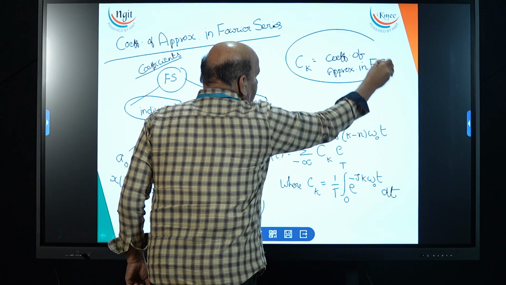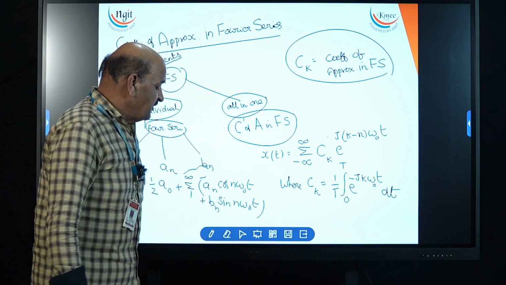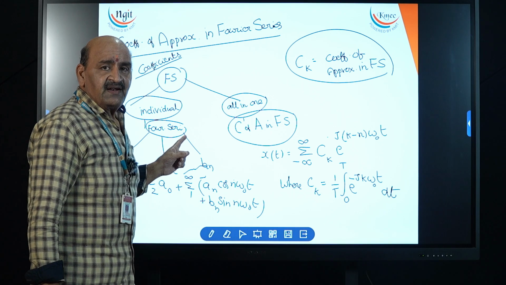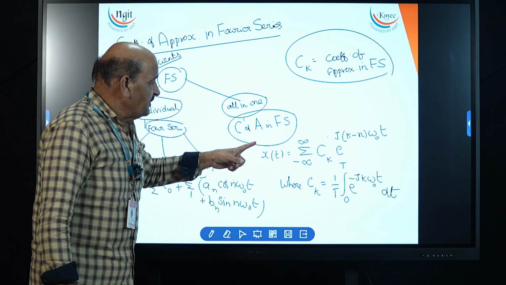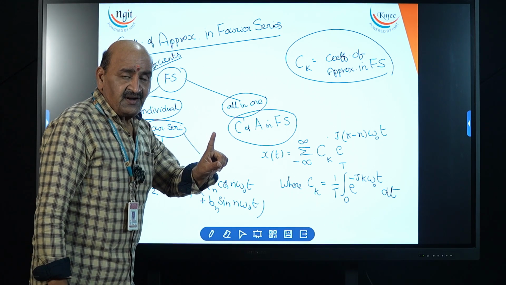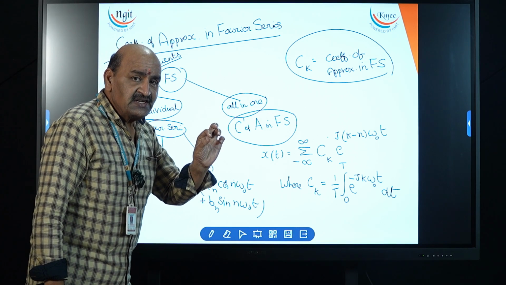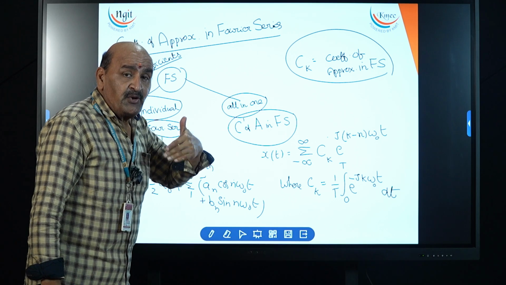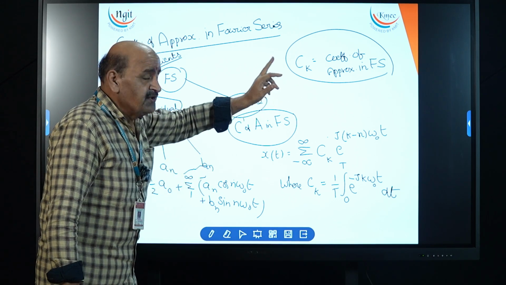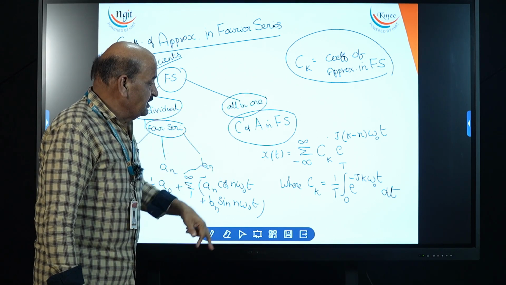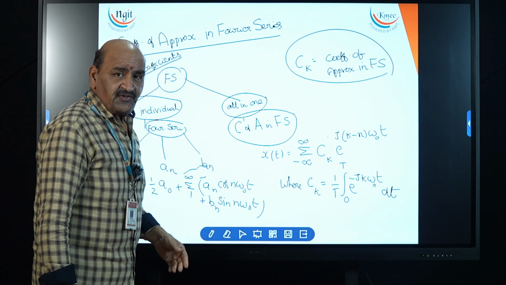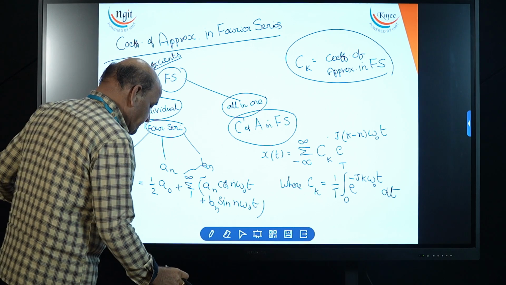Look at this C of k. If a signal is given, the signal could be expressed in a single coefficient. That's why it is a coefficient. We are just approximating, so it is the coefficient of approximation in Fourier series. Now let us discuss the properties it has. Let us start.